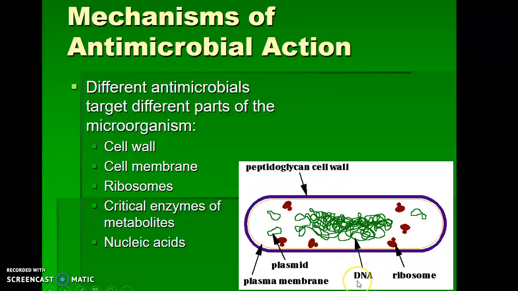We have ribosomes, which are kind of protein factories. They're sort of our translation from DNA to RNA and protein production. And we can have enzymes that are critical to a particular metabolic action in a cell, and those can be targeted. And then we can also have nucleic acids, DNA itself, that is targeted.